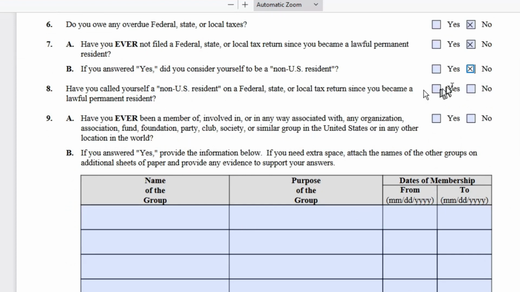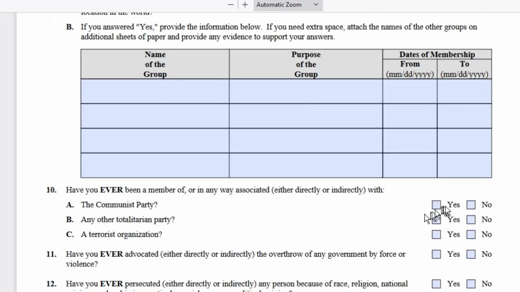Call yourself a non-resident? No. Have you ever been a member of any organization, party, or any location? Okay, this is very interesting because a lot of people ask me what that means. It means any organization. If you were in a cultural society, a club, you name it, you have to mention it. Okay, so if you mention their names here, have you been a member of the Communist Party?